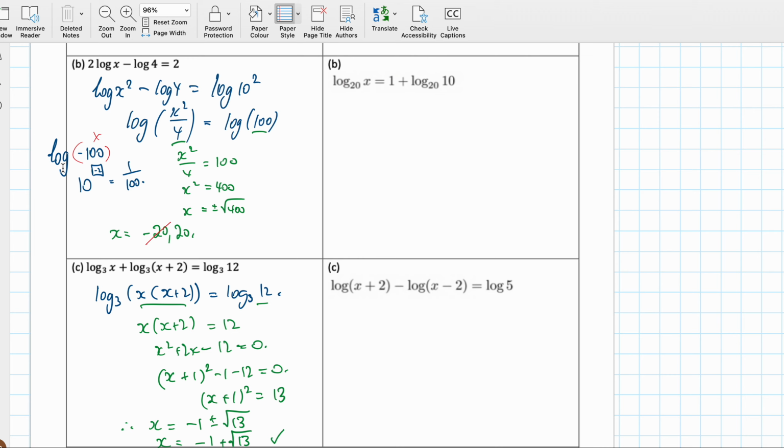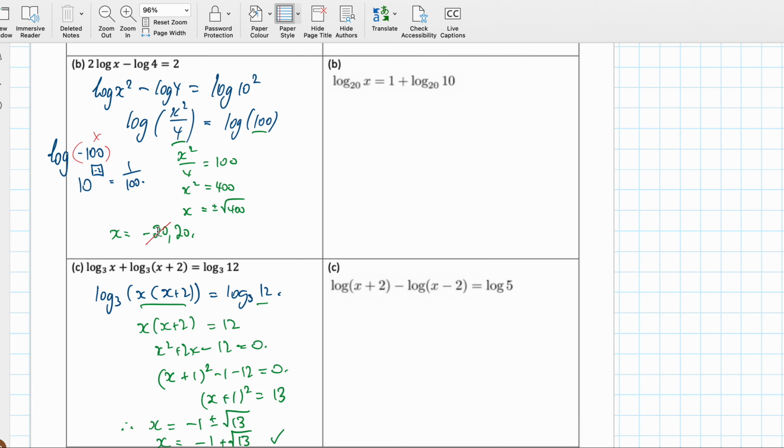I'll show you why. Let's pretend we're looking at log base 10 of negative 100. How could I ever make negative 100? Well, 10 to the power of something makes negative 100. Can we think what that might be? A tempting thing to do is 10 to the negative 2, but 10 to the negative 2 doesn't make negative 100. It makes 1 on 100. It's impossible for 10 to the power of something to be negative 100. Therefore, we can't have a negative log like that. So we cross out that negative 20 answer.